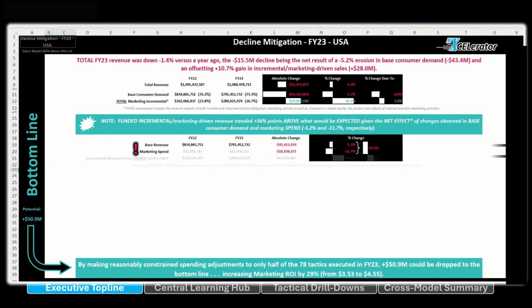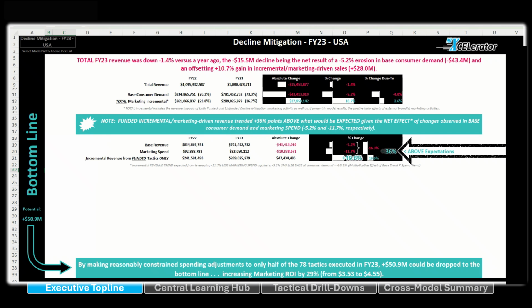So what actually happened? Against the headwind of this declining consumer demand and reduced marketing spend, funded marketing incremental revenue still managed to increase by almost 20%, a performance level that's well above and directionally opposite of expectation. Somebody somewhere did something right.